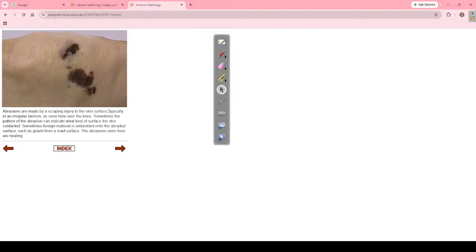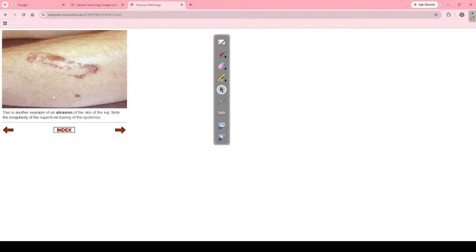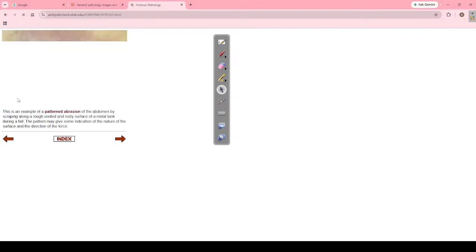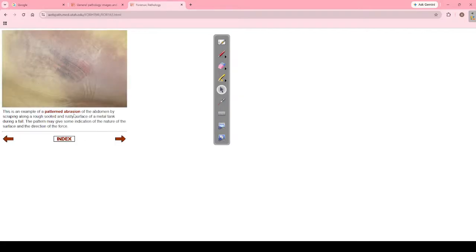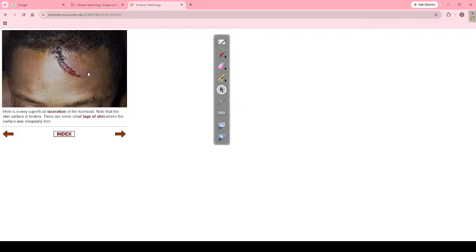Abrasions are scraping injuries to the skin surface, usually irregular. It is seen on the knee over here. It may indicate what type of surface actually caused the abrasion. Foreign material may be implanted, in which case you have to remove it. Abrasion seen here on the skin. This is another abrasion on the leg. It is irregular superficial tearing of the epidermis. A patterned abrasion is seen over here, from scraping along the rusty surface of a metal tank during a fall. It indicates the nature of the surface and the direction of force. The person is going this way, you can see.